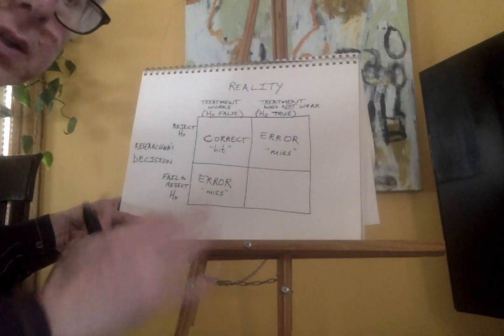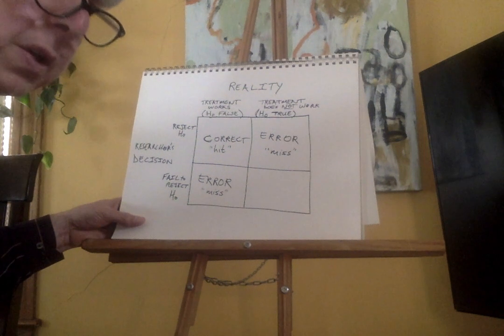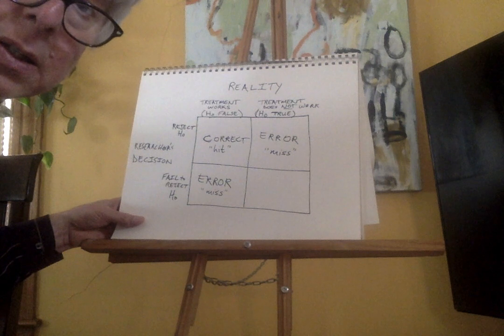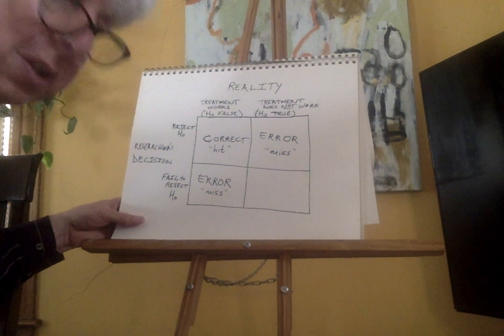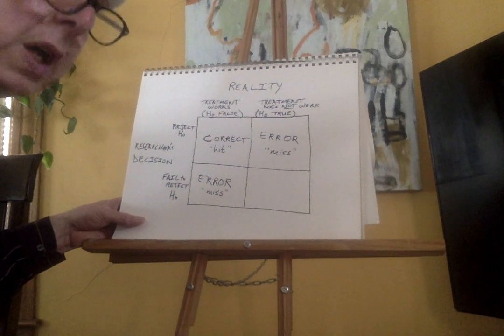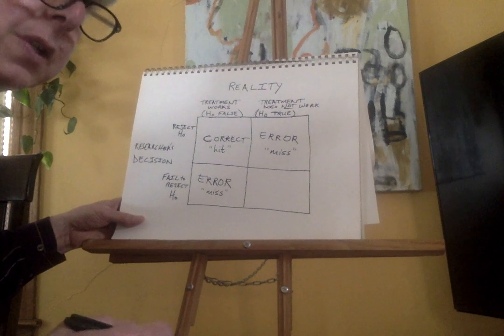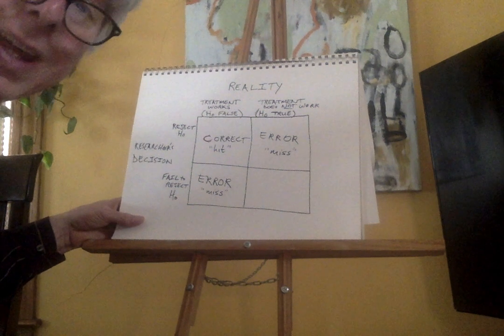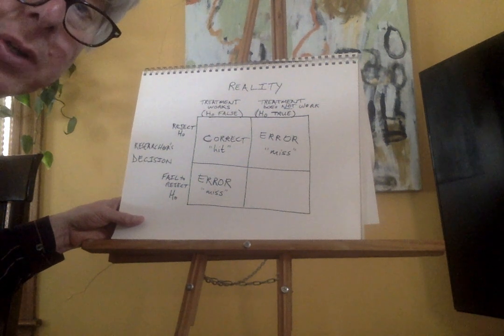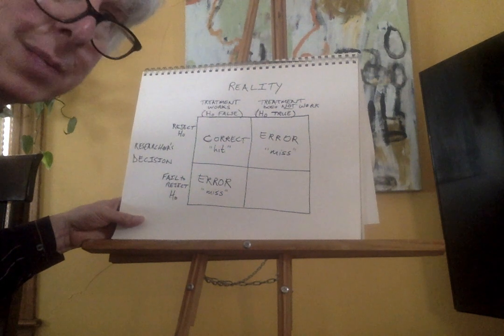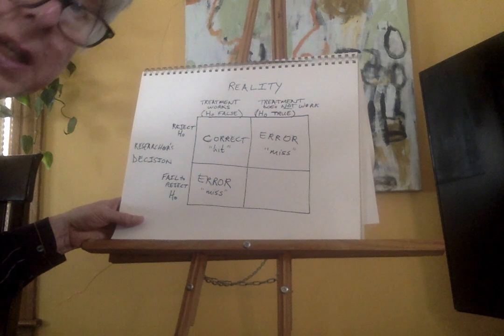I talk about this a little bit when I talk about a court case, right? I mean, the reality is the person committed the murder or they didn't. Now, what we want to see happen is the jury make the correct decision, okay? If the person did commit the murder, we want them to say guilty. But if the person didn't commit the murder, we want them to say innocent, right?